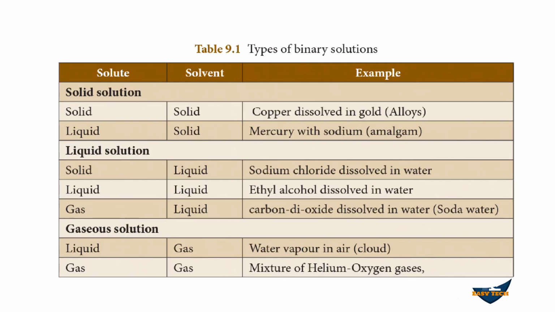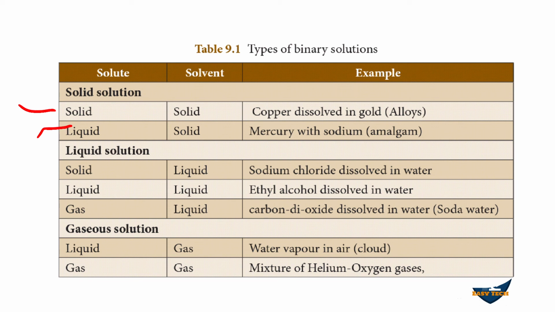Now we will see the solid solution. Solid in solid means copper dissolved in gold. That is an alloy. Without the copper, you cannot make an ornament from gold. Copper is a solid and gold is also a solid, but they are mixing, with copper in a little amount. So copper here acts as the solute and gold is the solvent. Now you understand.